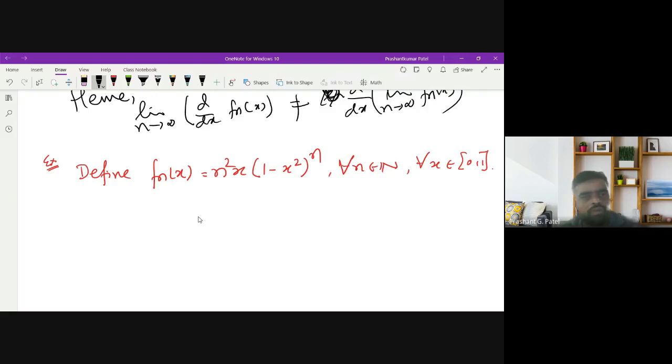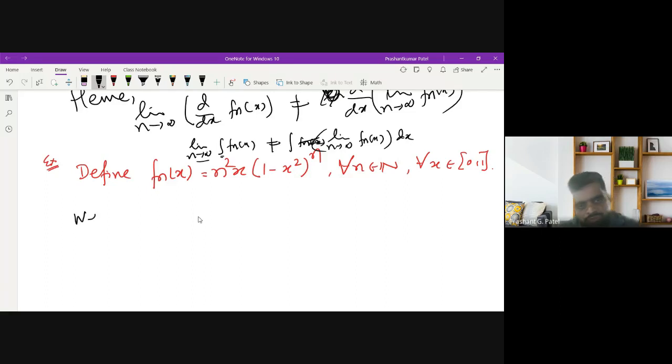What is our objective? We have to prove that this will not be equal to this. That means the integration and the limit will not be interchangeable. The question is: what is the limit of this function? What is the limit of fn?